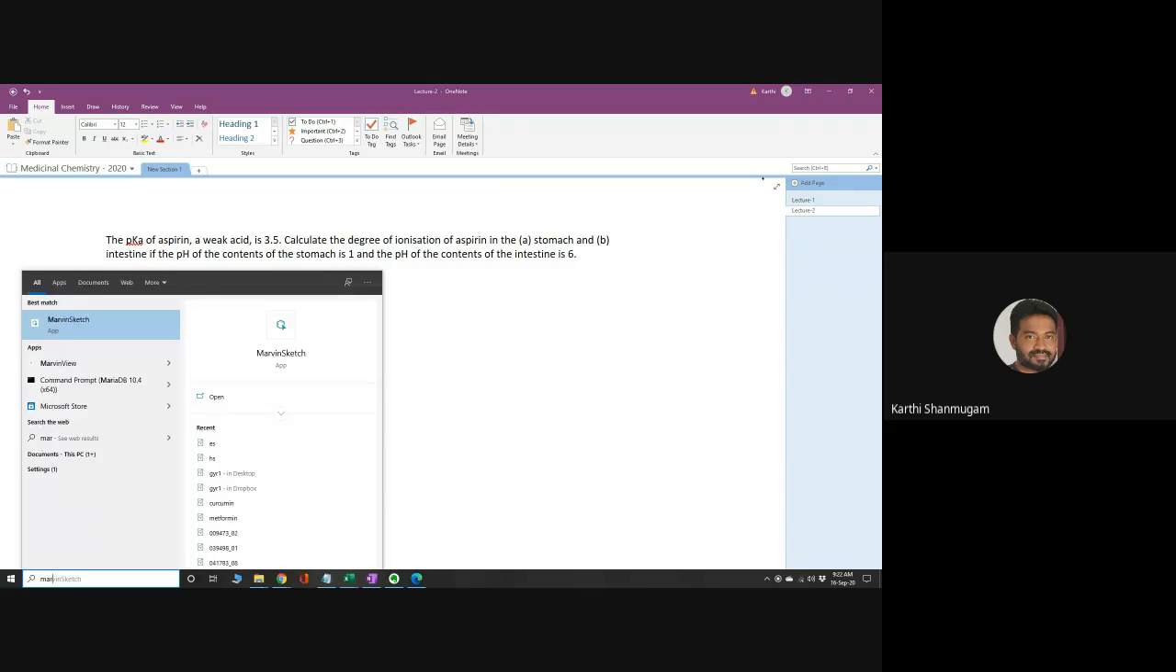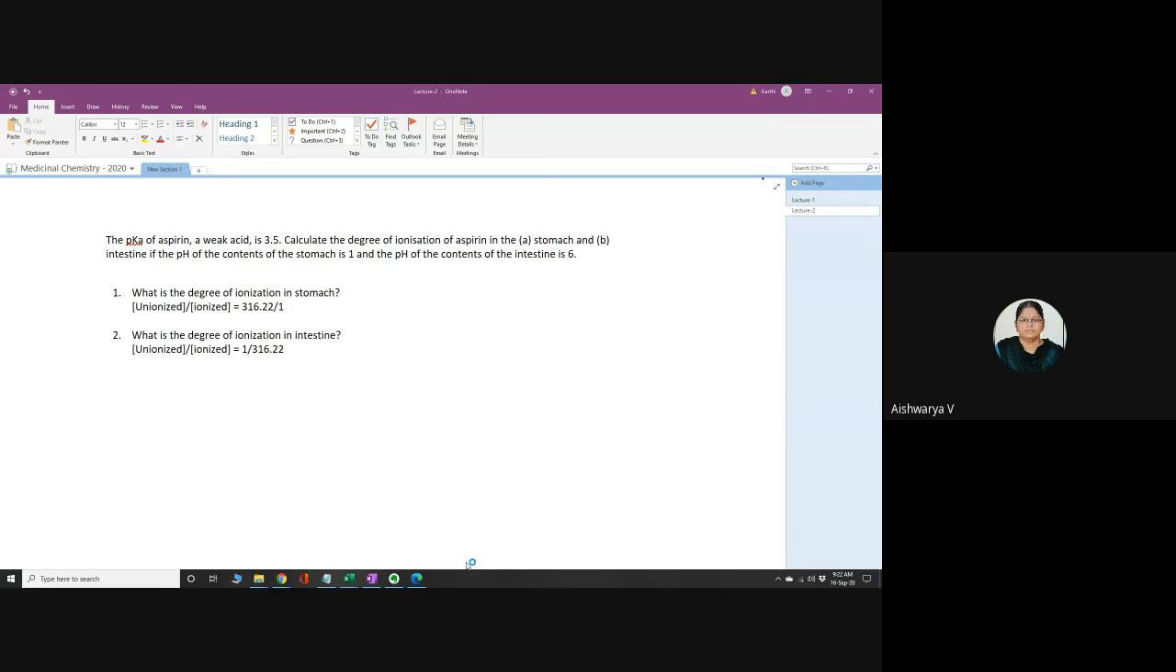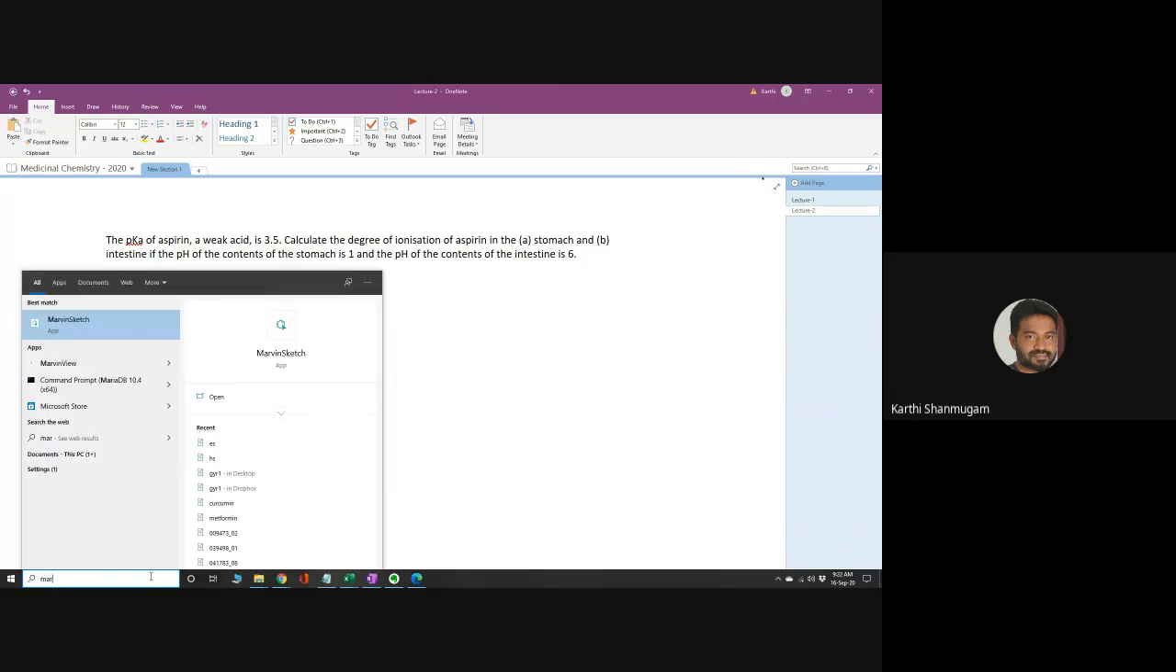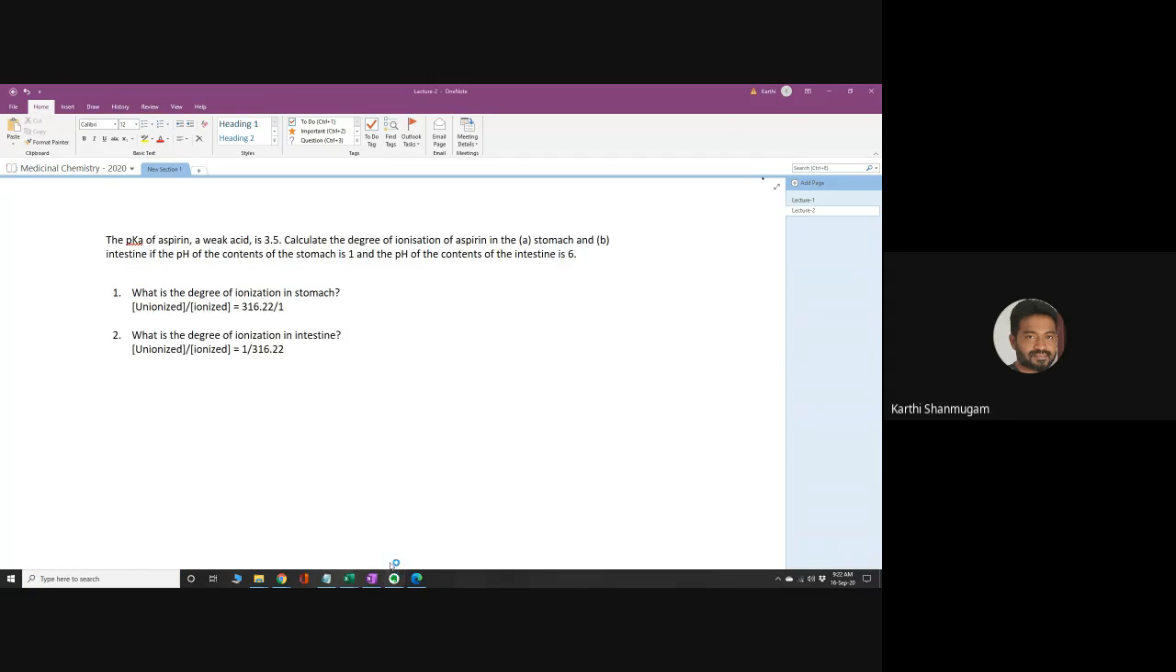I hope you people have already installed Marvin Sketch, right? Yes, sir. Whenever I say the name of any drug molecule and ask you to draw the structure, don't go for a Google search. Just use the software. It will generate the structure, and you can get a very clear structure out of Marvin Sketch. So I'm going to draw the structure of aspirin.